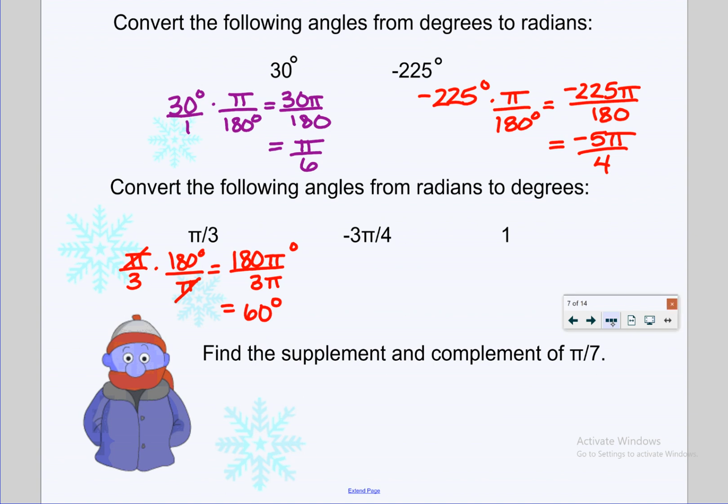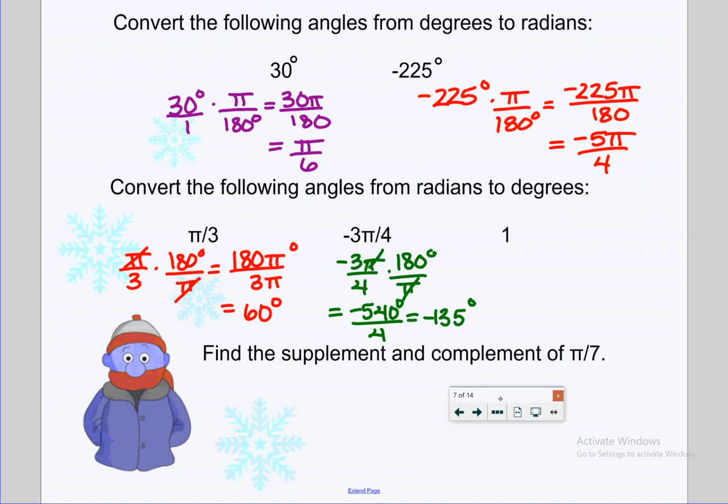Okay, negative 3 pi over 4. Let's do a negative one. Negative 3 pi over 4 times 180 degrees over pi radians. I'm just going to go ahead and cancel my pi's now. One on top, one on the bottom. I'm going to multiply straight across. Negative 3 times 180 gives me negative 540. On the bottom, I get 4. And then if I divide those, negative 135 degrees. It's the same as negative 3 pi over 4.